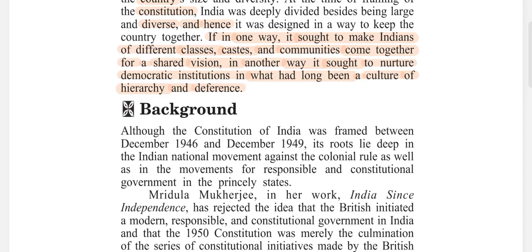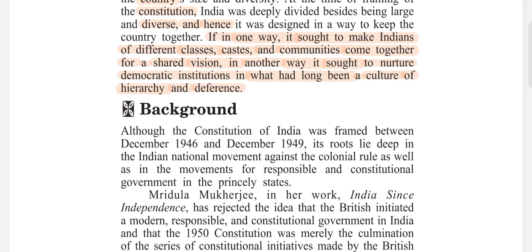the Indian national movement against the colonial rule, as well as in the movements for responsible and constitutional government in the princely states. Amritsula Mukherjee, in her work India Since Independence, has rejected the idea that the British initiated a modern, responsible, and constitutional government in India, and that the 1950 Constitution was merely the culmination of the series of constitutional initiatives made by the British in 1861, 1892, 1909, 1919, and 1935.